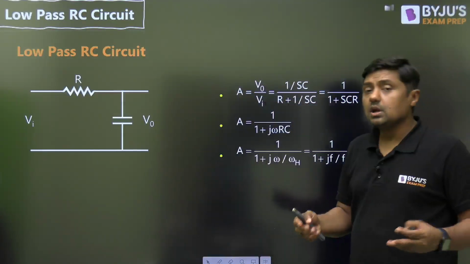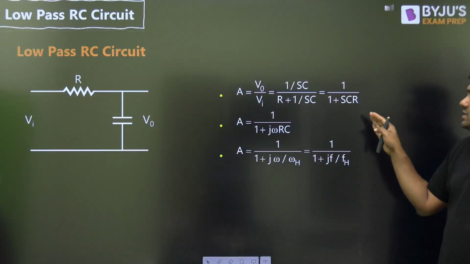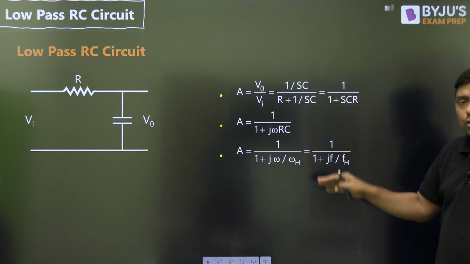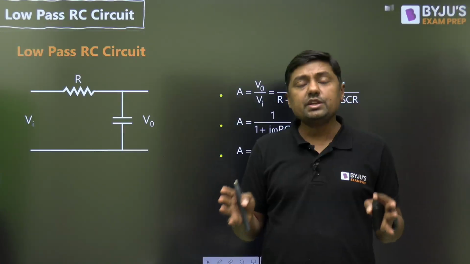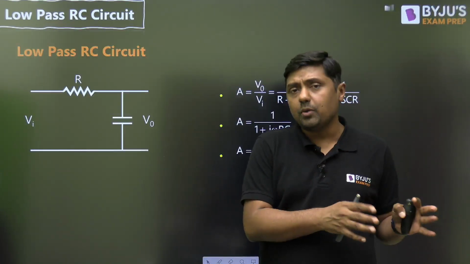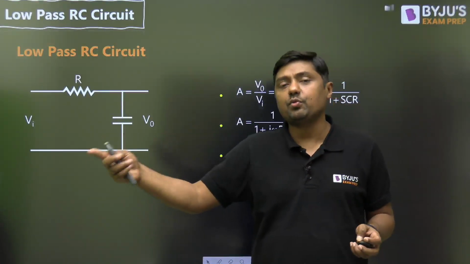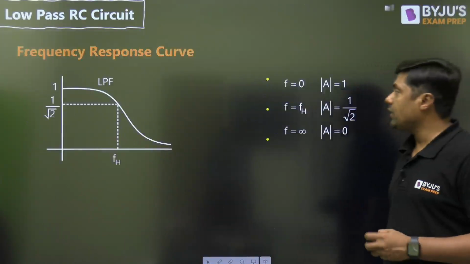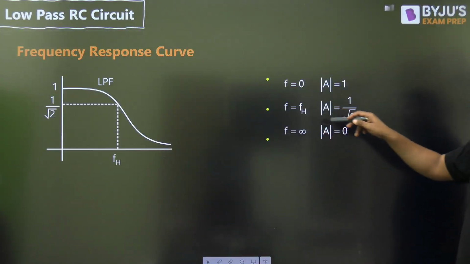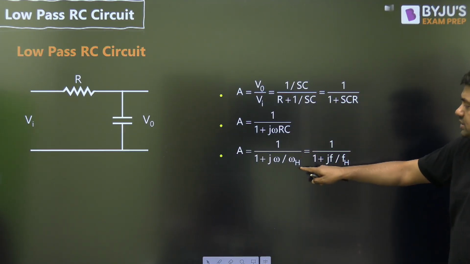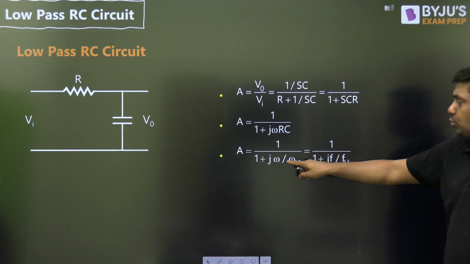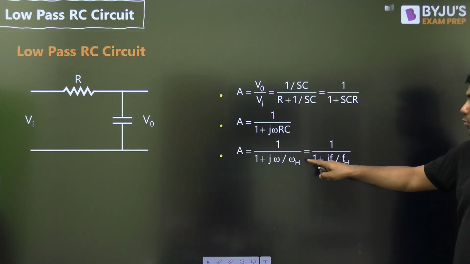Okay, when we are increasing the frequency, the gain will reduce, and that's why it is called a low pass filter. It will pass the low frequency signal, but it will suppress the high frequency signal. Now guys, so that is the gain. First of all, write this formula. You can replace this RC by 1 by omega h, that is called cutoff frequency. Omega can be replaced by 2 pi f, omega h can be replaced by 2 pi fh.